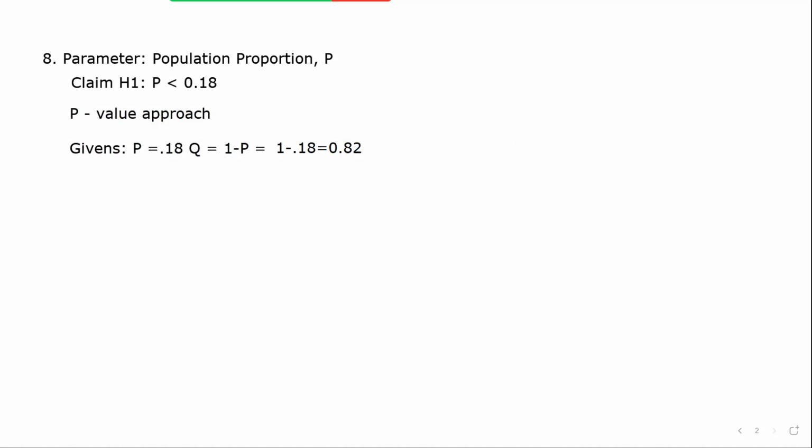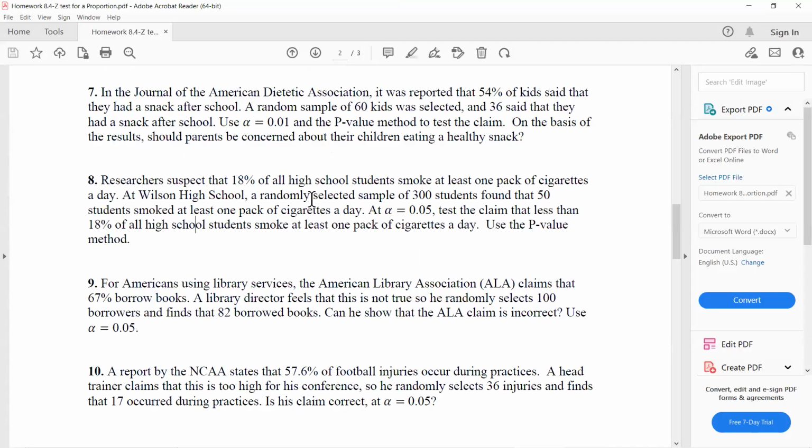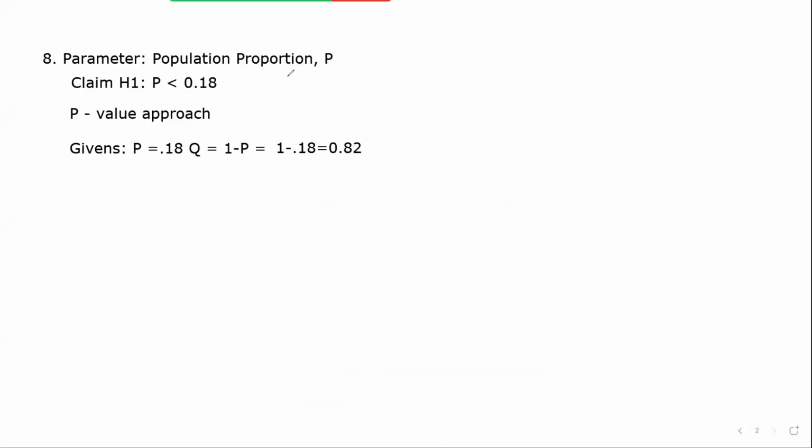Now, what else? Did they tell us anything else? Let's take a look. Yeah, it says a random sample of 300 students. Remember, when they tell you sample of and there's a number, that's how big your sample was. Sample of some number is your N. So N is 300 and 50 of them smoked at least 1 pack of cigarettes a day. So they've given me X. X is 50, and N is 300, and alpha is 0.05. Pretty straightforward, I think.